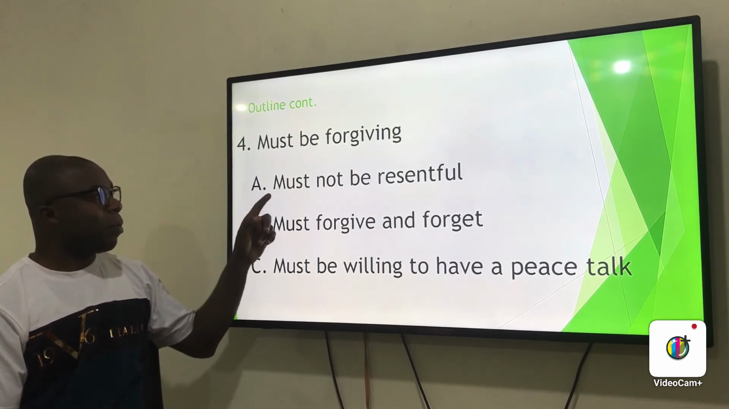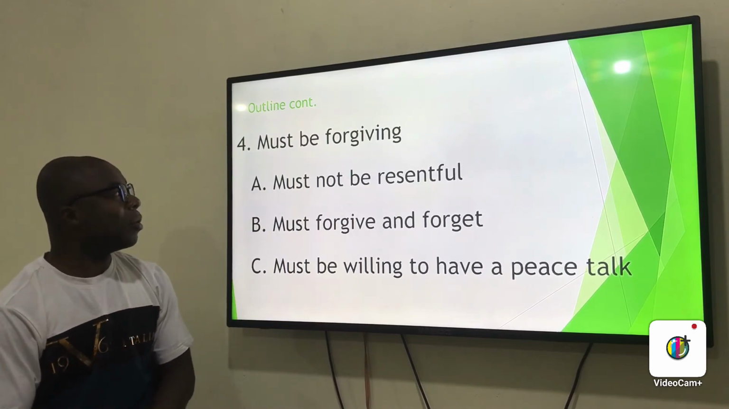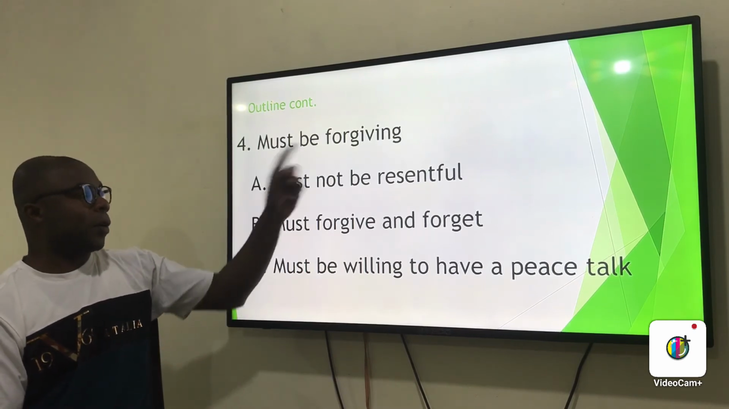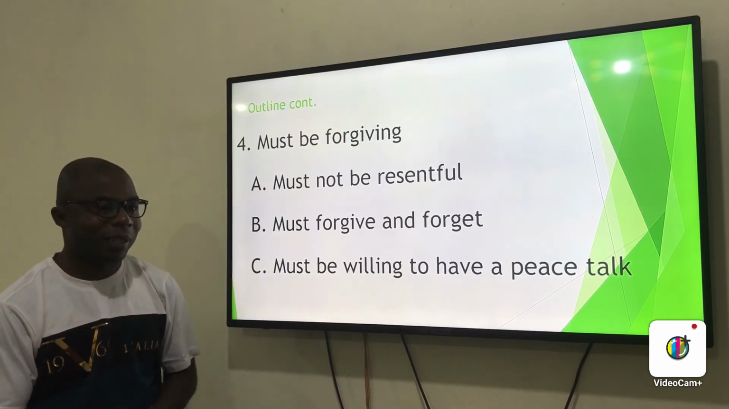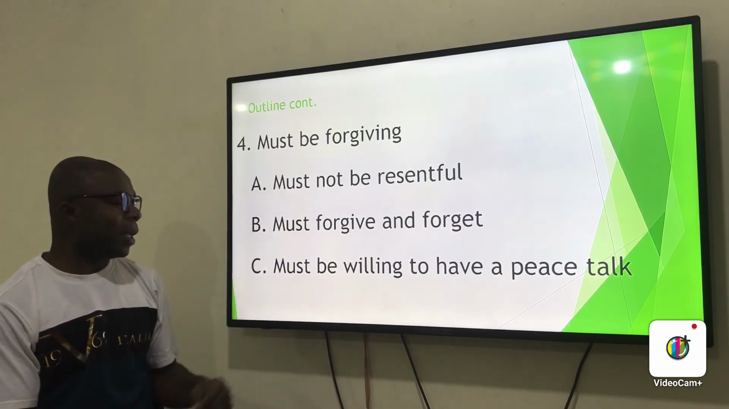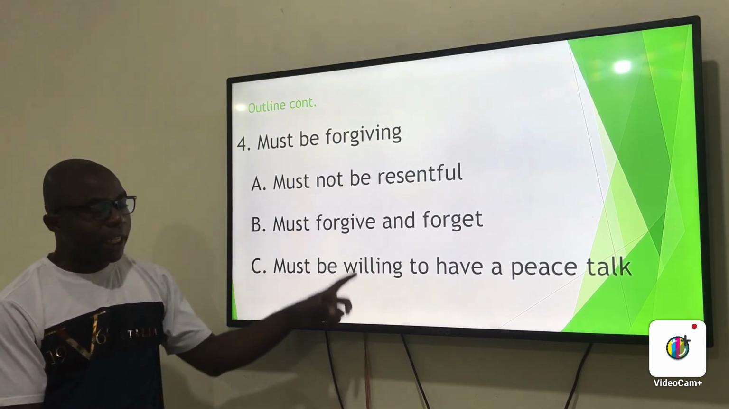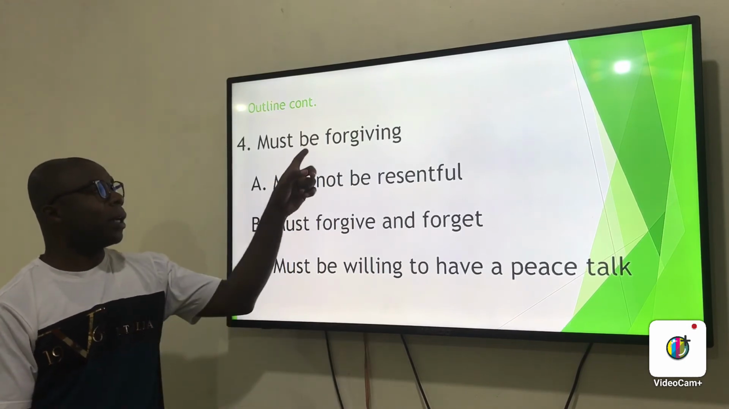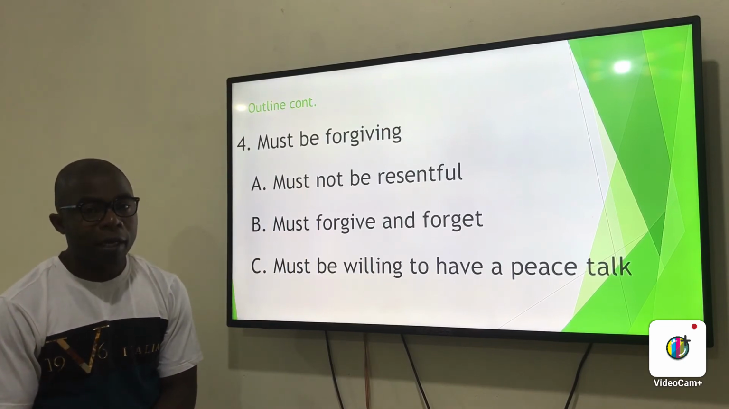So the first major point: must not be resentful. Supporting must be forgiving: must forgive and forget. Supporting must be forgiving: must be willing to have a peace talk. So these major points have expanded or thrown more light on the third topic of the outline, the true friend.